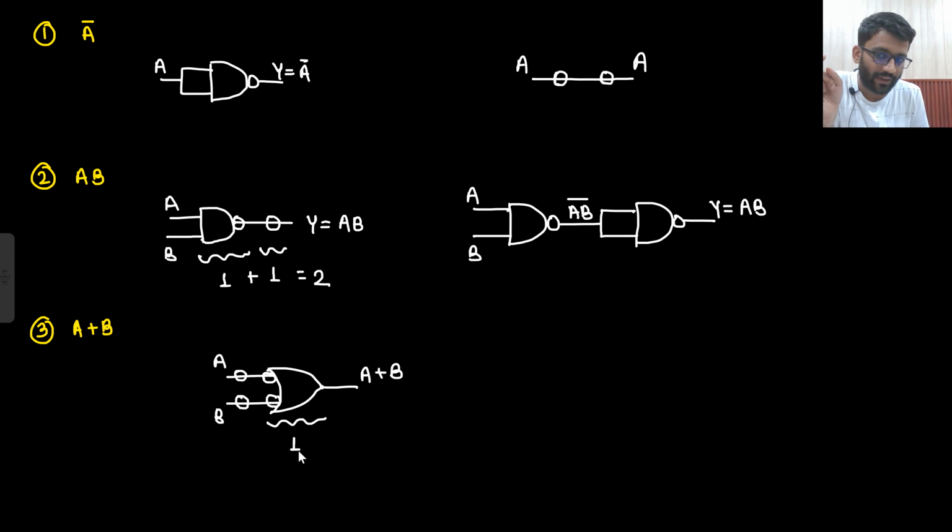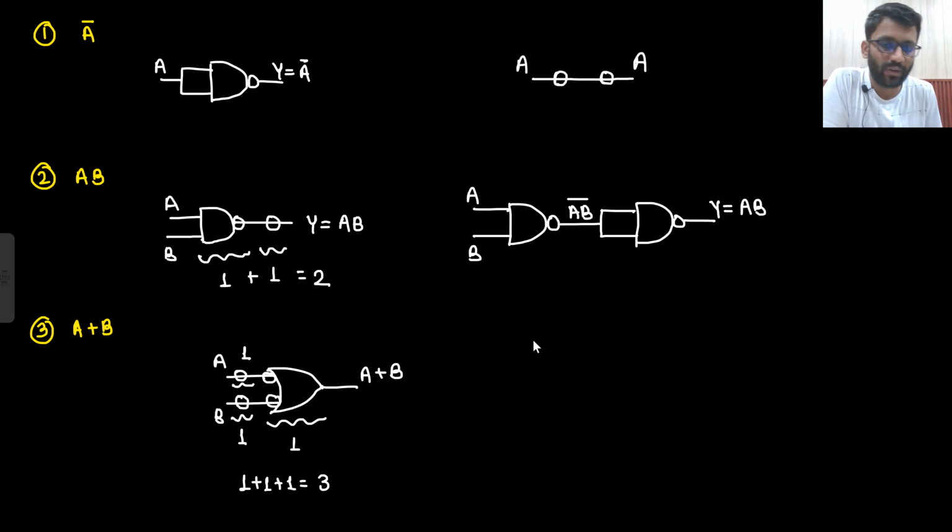So one gate you will require here. To make this inverter, how many gates will you use? Another one gate. And to make this inverter, how many gates will you use? Another one gate. So how many gates are required? 1 plus 1 plus 1. 3 gates are required. So that is your answer. That is 3 gates.